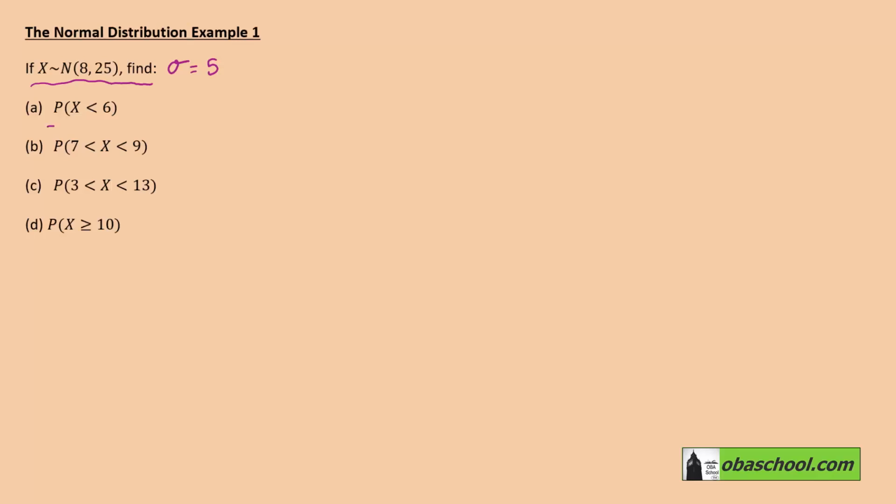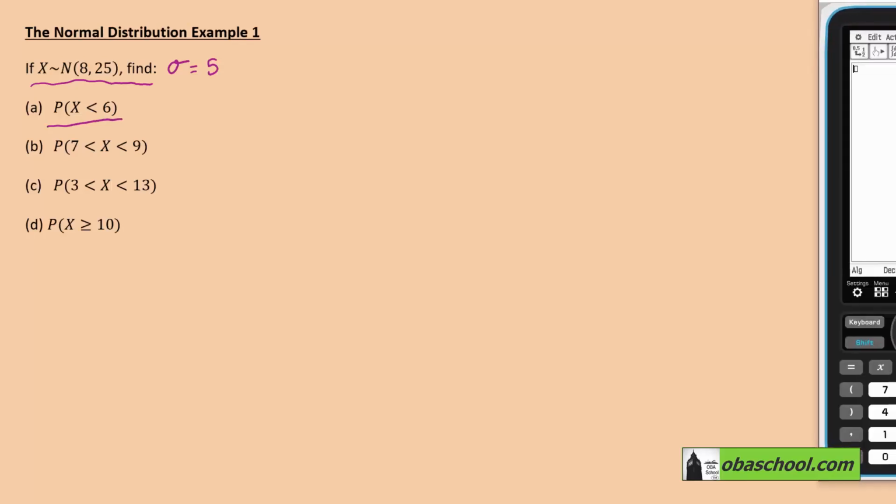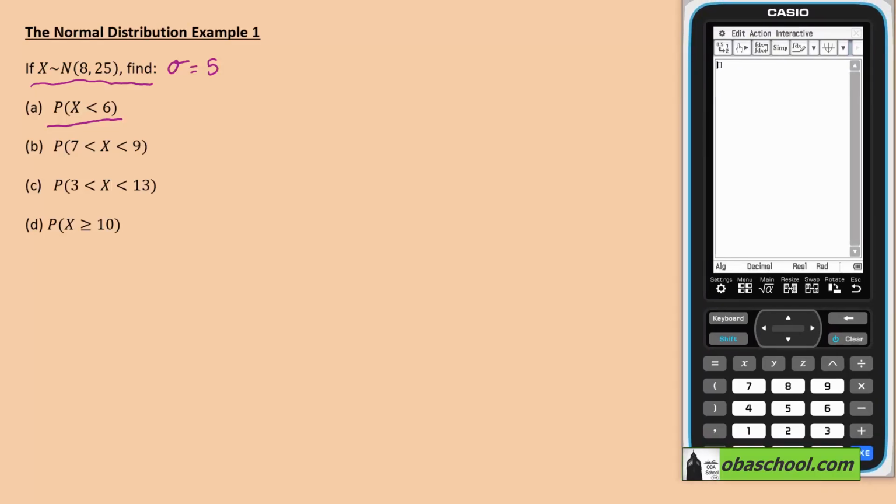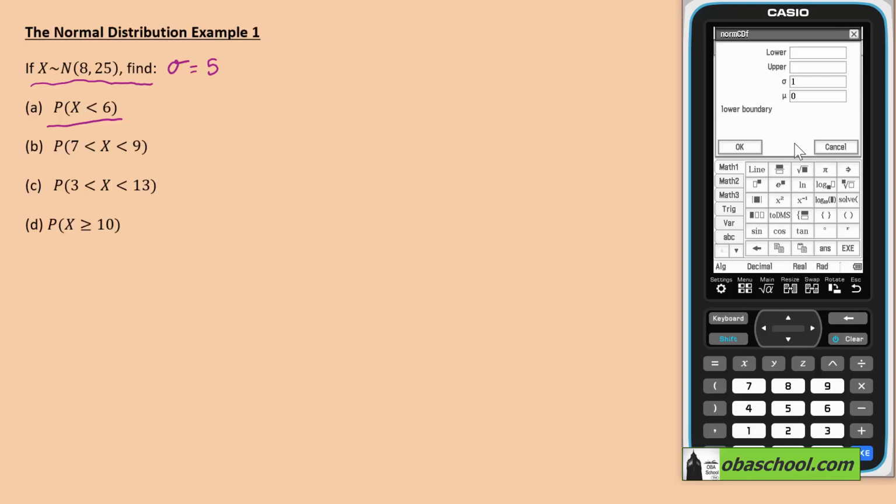So when we're asked for the probability that x is less than 6, we're just going to do that on our calculator. Now, my calculator is a Casio ClassPad, which I doubt that many of you have. However, when we get into the actual calculation for the normal, it should actually look familiar to you if you've got a similar type of calculator. So normal CDF is the thing, and then you usually get a template where you just fill in the parts.